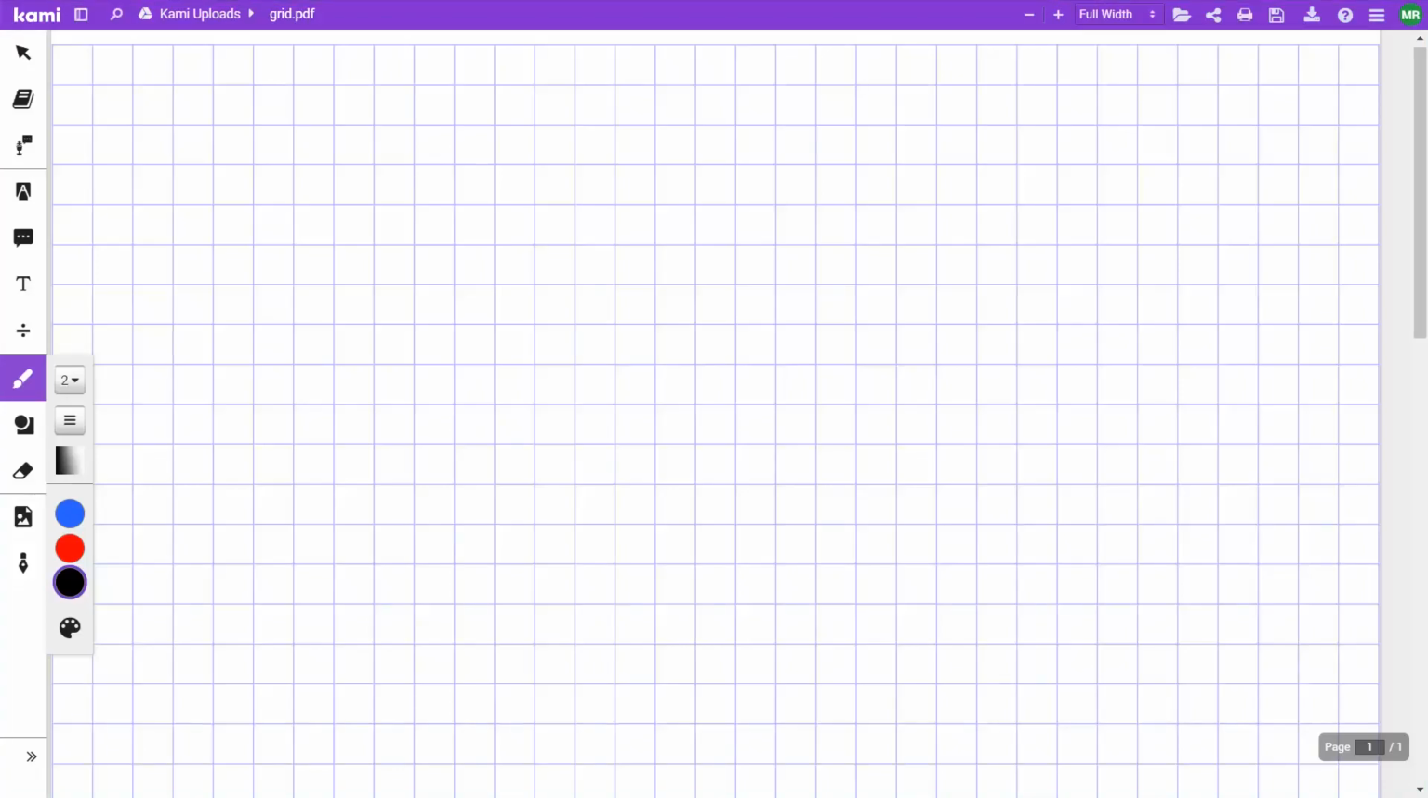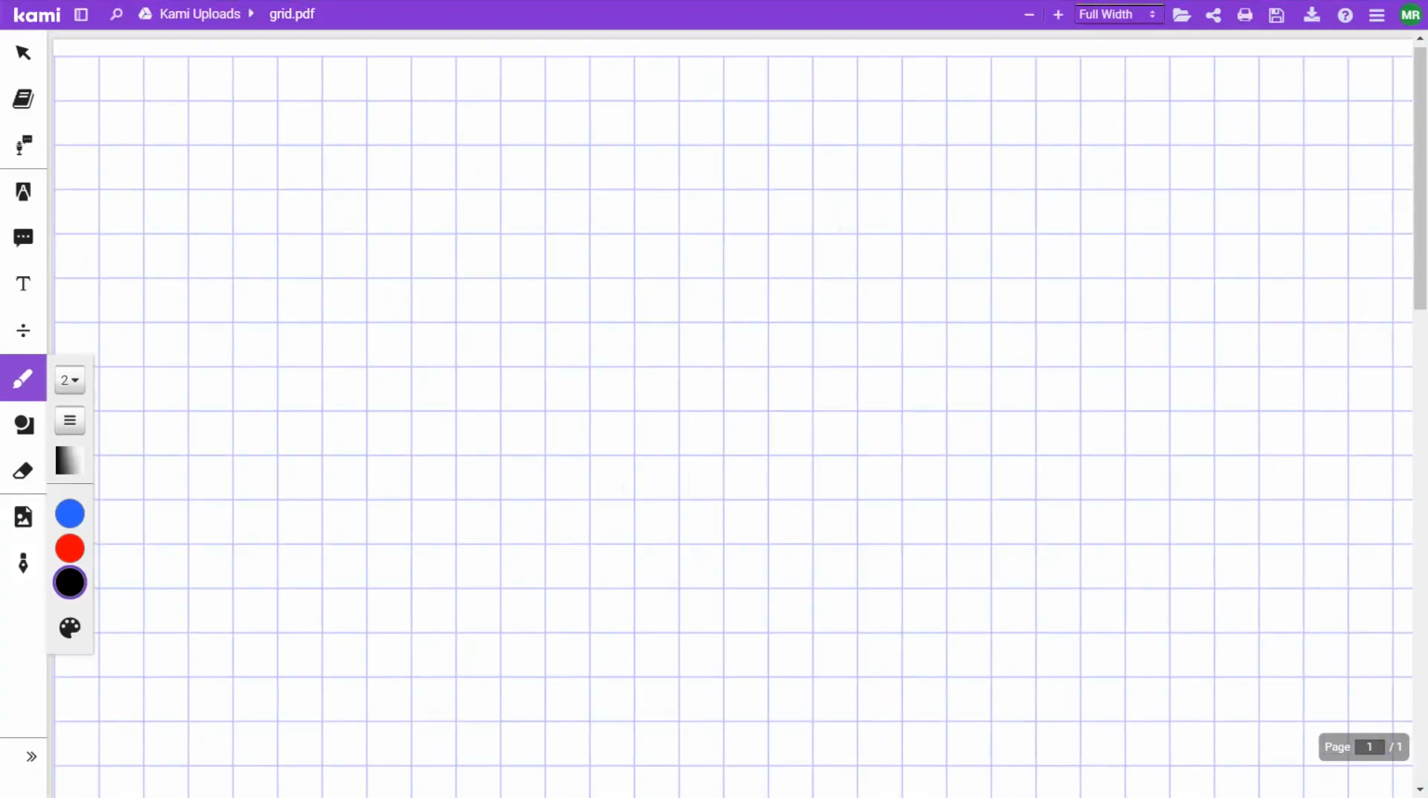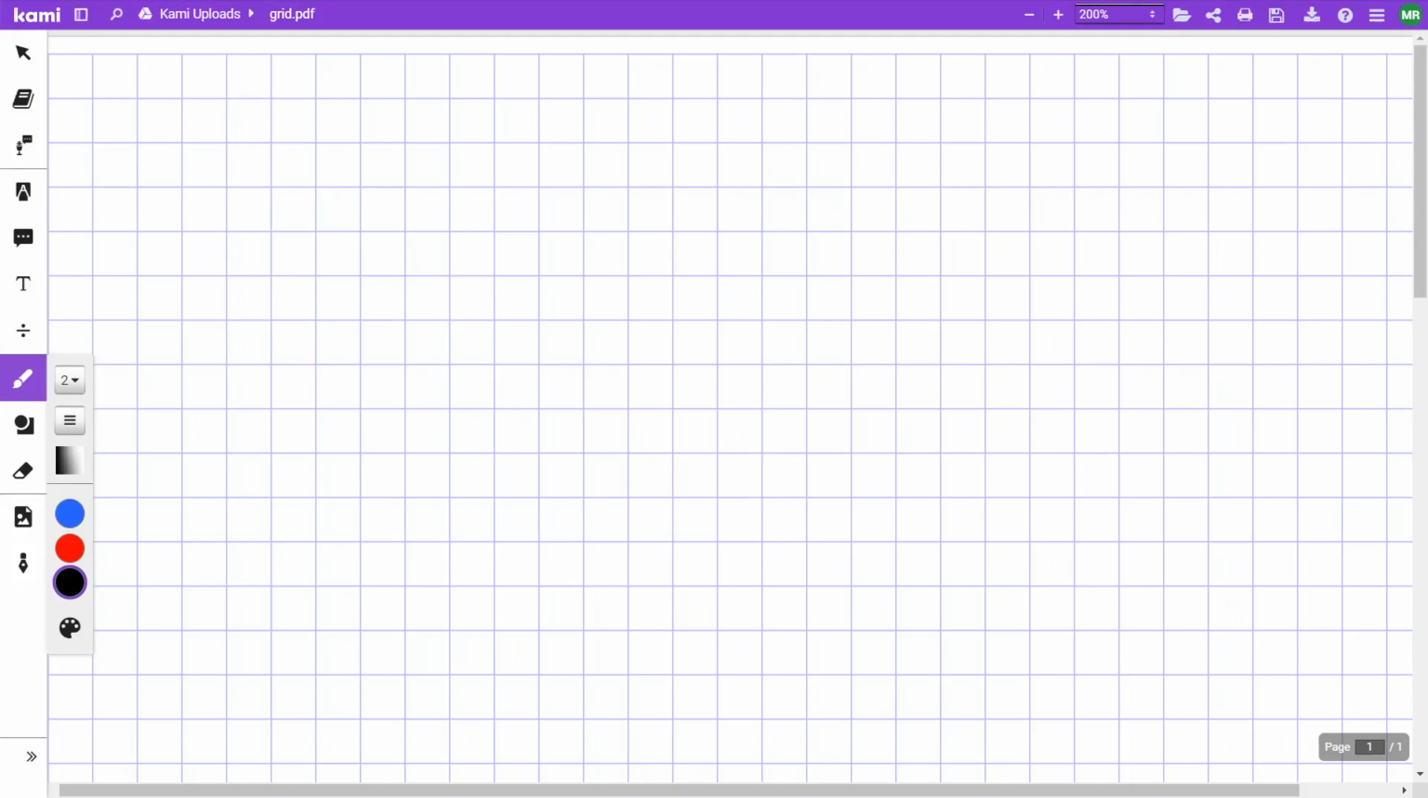So this set of notes is what we're going to be doing tomorrow in class, even and odd functions. So we're just going to add the notes in today. So even and odd functions.